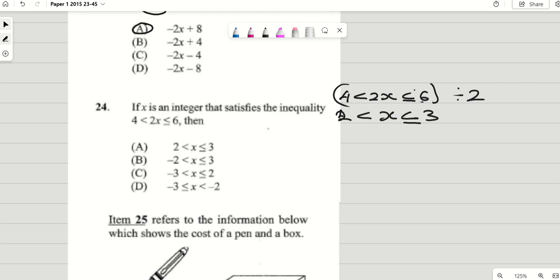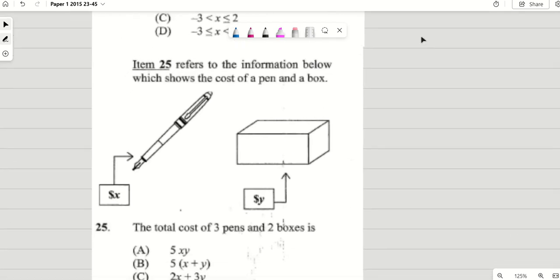So the answer would be A. This is a repeated question. I saw this a few times. This next question was a new question.